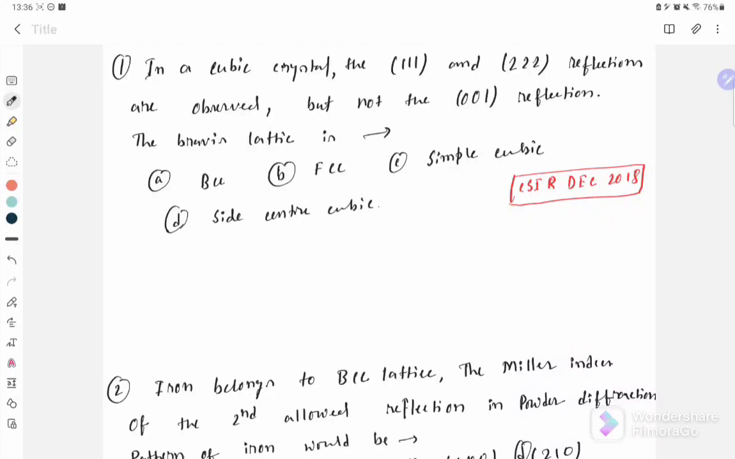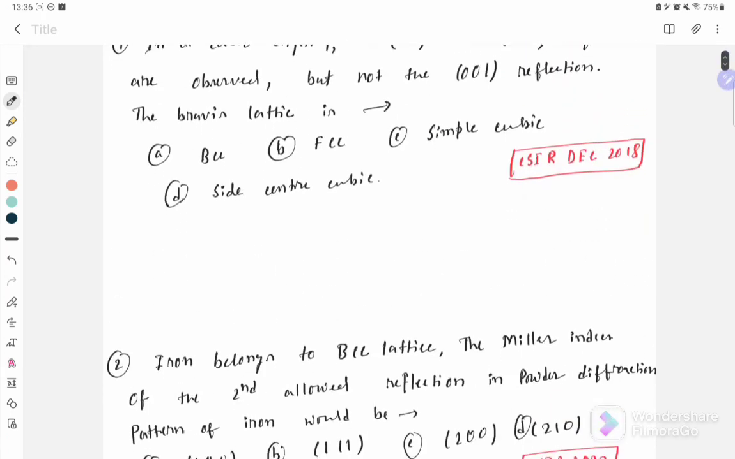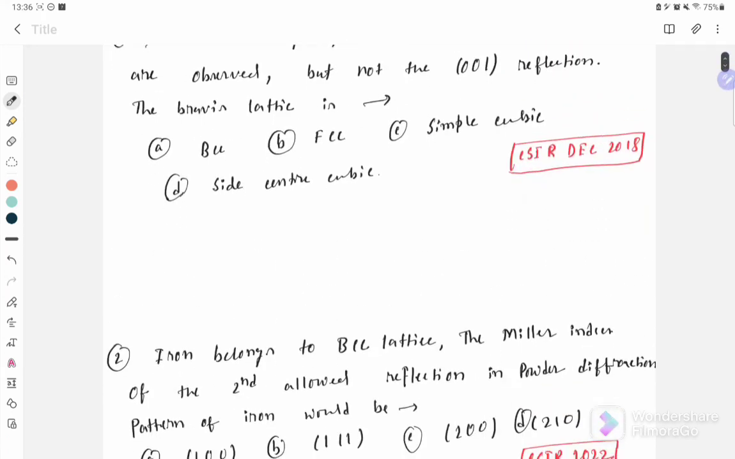Everyone, so today we'll learn a topic on selection rules of HKL planes, or HKL for allowed reflection in crystal systems. So this topic is one we can see questions from in the CSIR exam as well as in the GATE exam, and this topic is also important from the JAM perspective. So today we'll do two questions from the previous year CSIR question papers.